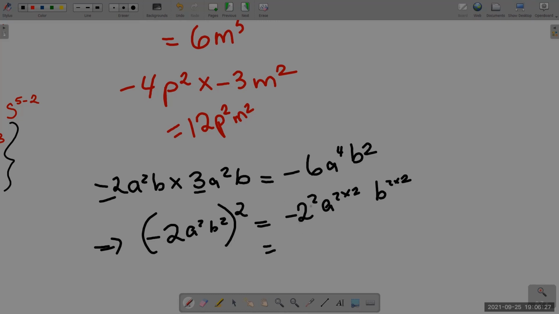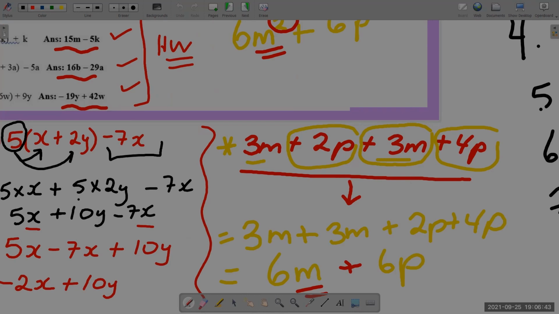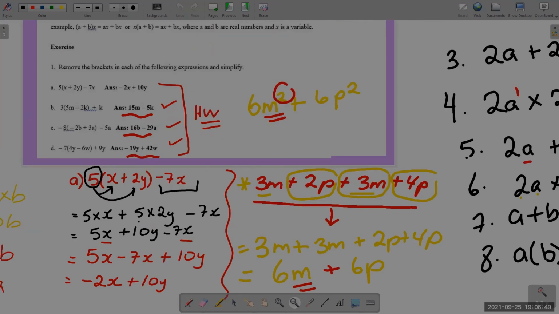So let's go. -2 square is just -2 times -2, which is +4. And so we have A to the 4th power, B to the 4th power. All right. So I'm just going to scroll through and show you guys what we did so you can stay above. So if you look at this, we're just going to look at it, okay? So just pay attention and follow me.